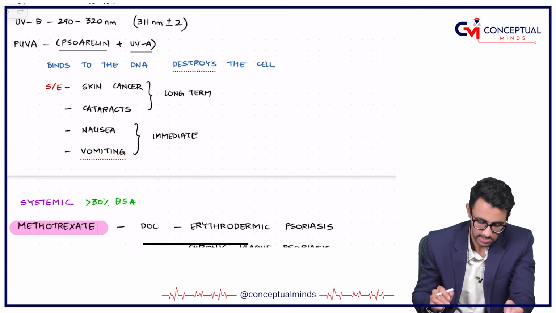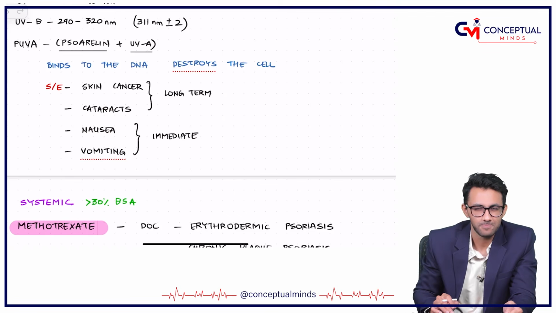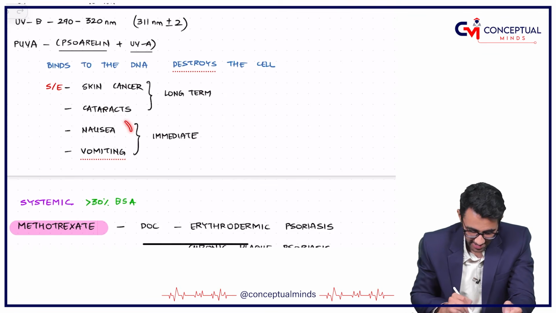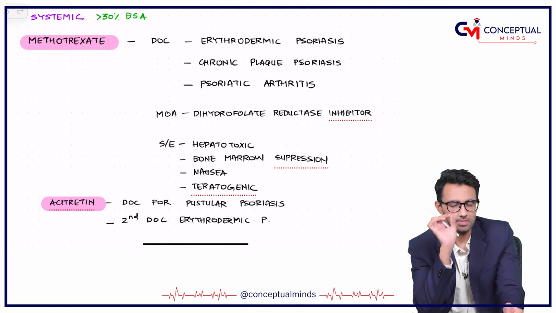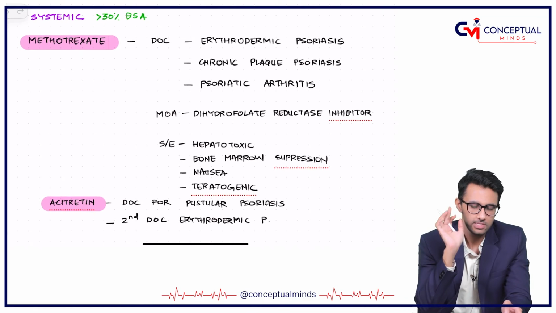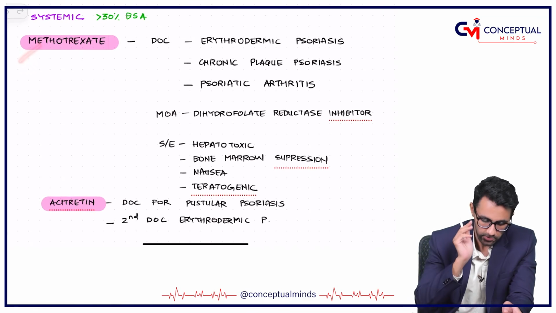Nausea, vomiting and giddiness, I think these are the most abused ones, right, in all of the medicine. Okay, on to the systemic ones. It is used if more than 30% of body surface area is involved. Methotrexate is the drug of choice for us.